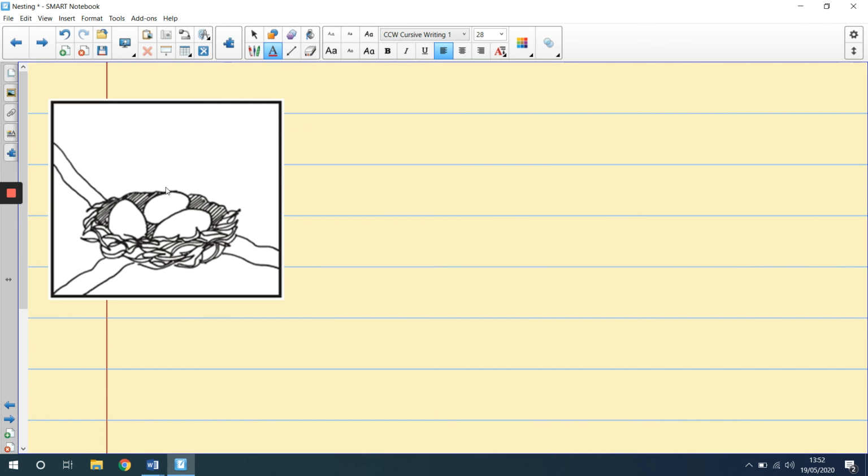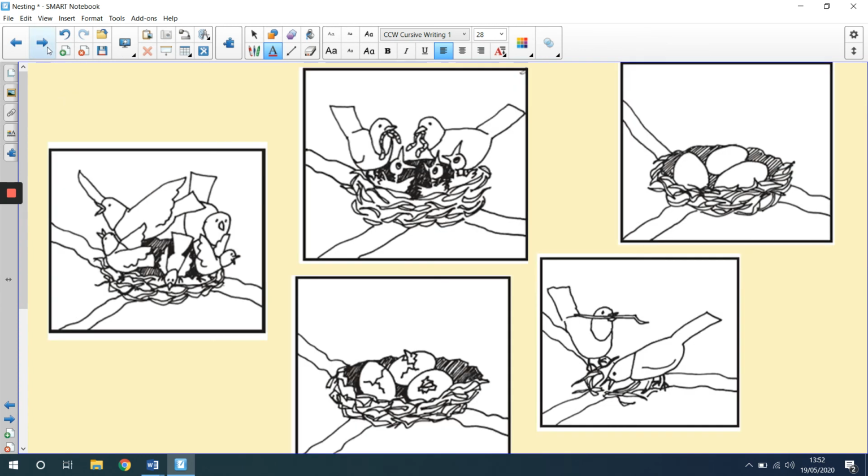Oh, and here are the eggs in the nest, and they haven't hatched yet, have they? So the eggs have been laid. There are 3 eggs in the nest. Maybe you can think about that sentence yourself. So today's job is to think which of these pictures should come first. So which of your sentences should come first in your writing?